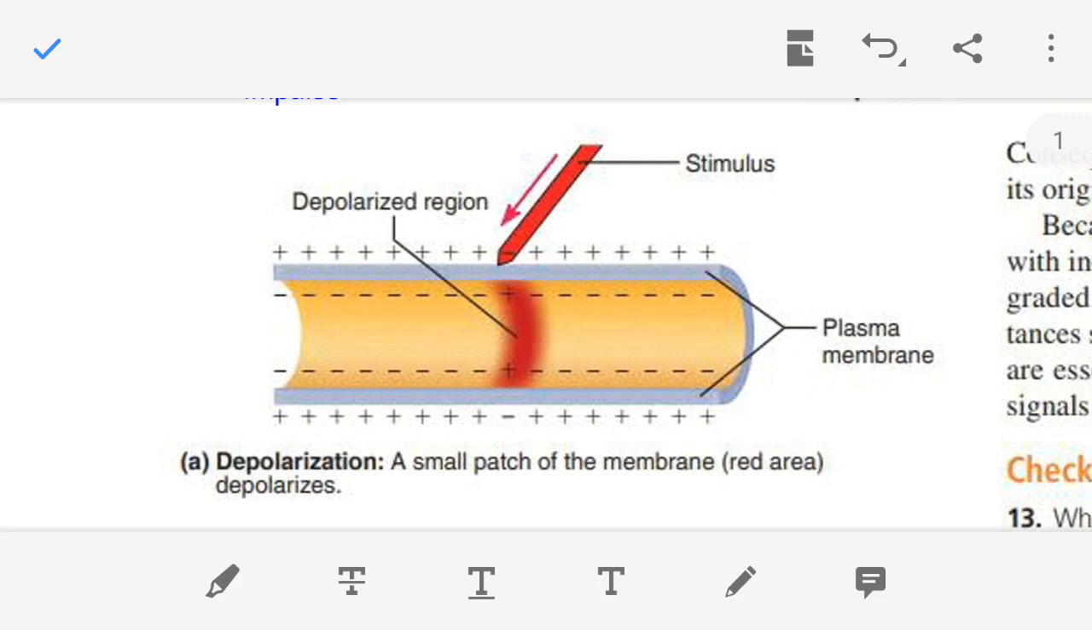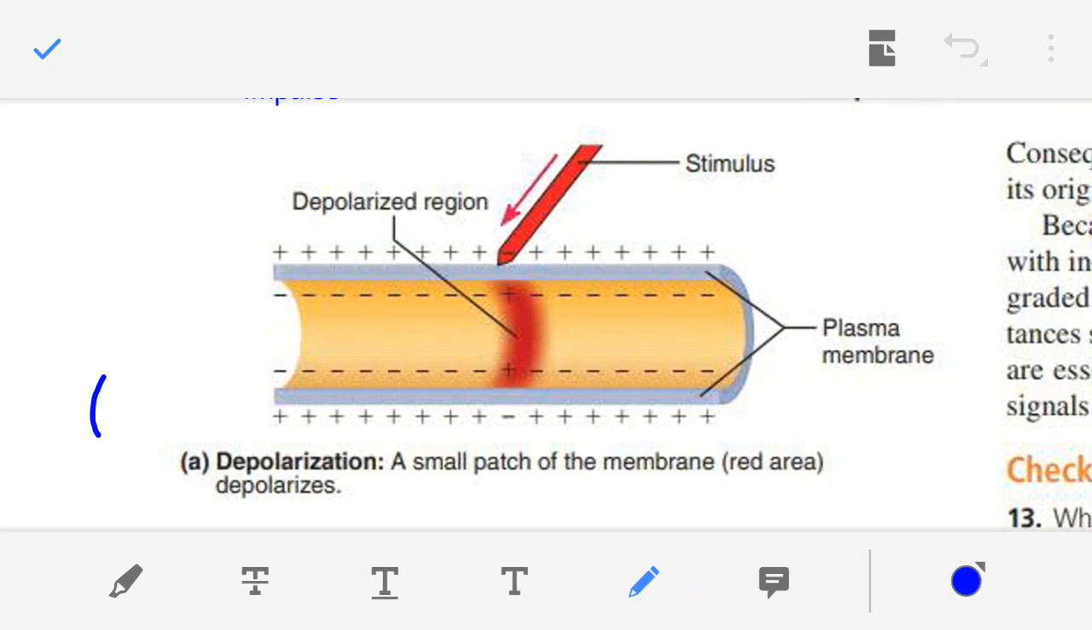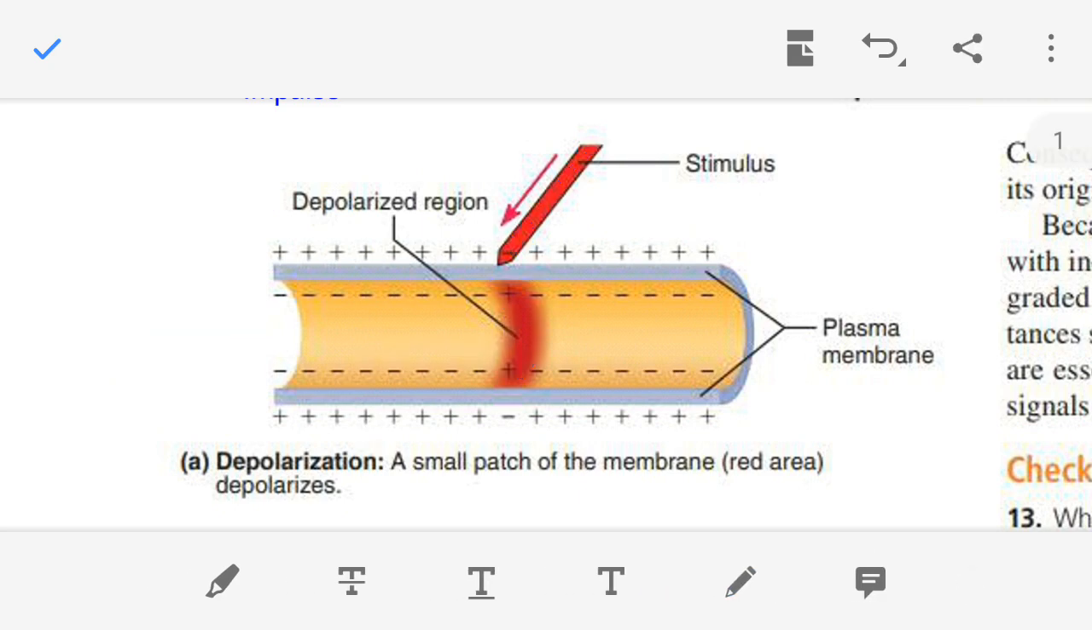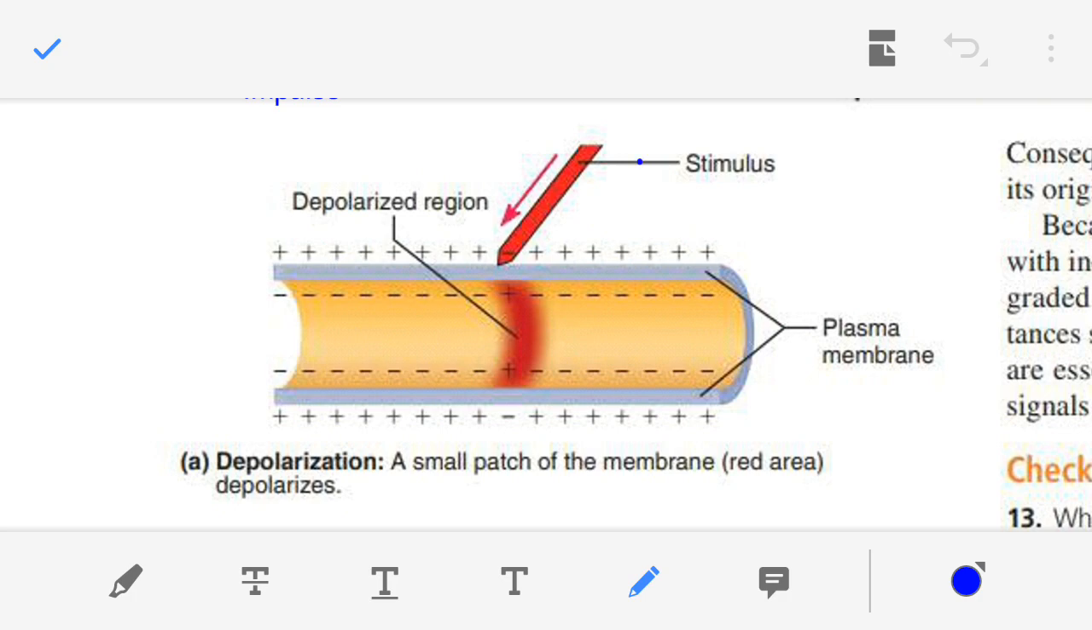Now here, this one is the neuron, and this is the stimulus. And with the red color, as you can see, depolarization is shown. That means at this point they are showing that the nerve impulse or the action potential is generated. Now we can imagine this situation like this.